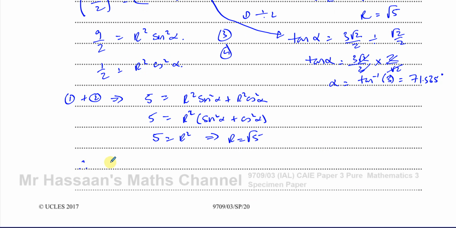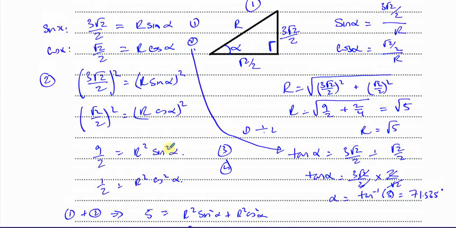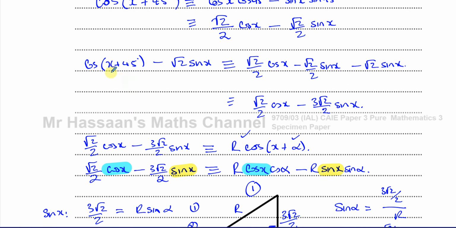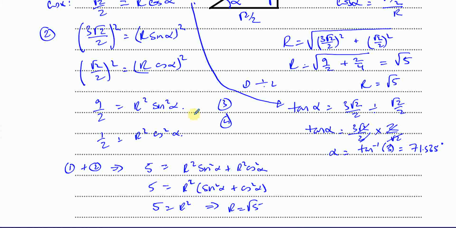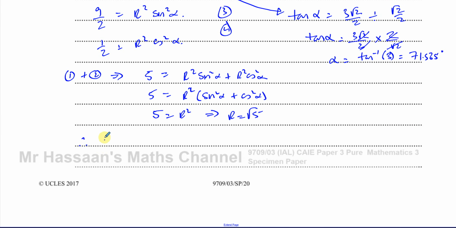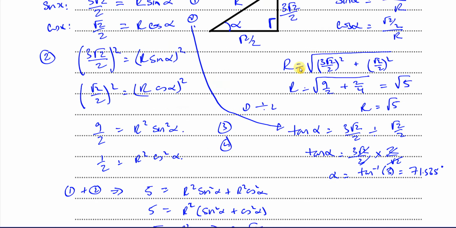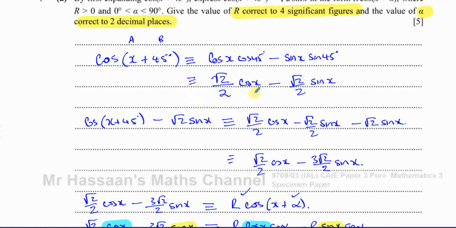All right, so now we can write the answer to what they ask us to find, which was cosine x plus 45. So we can say the cosine of x plus 45 minus root 2 sine x is identical to root 5. Okay, was it minus that? Yeah, root 5 is equal to root 5.